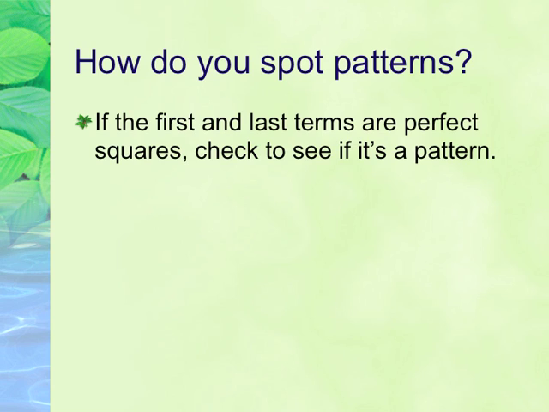How do you spot if one of these special patterns might be at work? Well, a good thing to do is if you notice that the first and last terms are both perfect squares, then you might want to check and see if there's a pattern at work. For example, in this case, the first term, x squared, is a perfect square. That's just x times x. The last term, 16, is a perfect square. That's 4 times 4. When the first and last terms are both perfect squares, this is a good time to check and see if there's a special pattern at work.